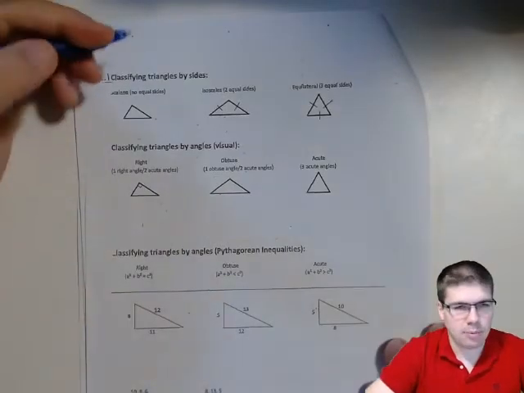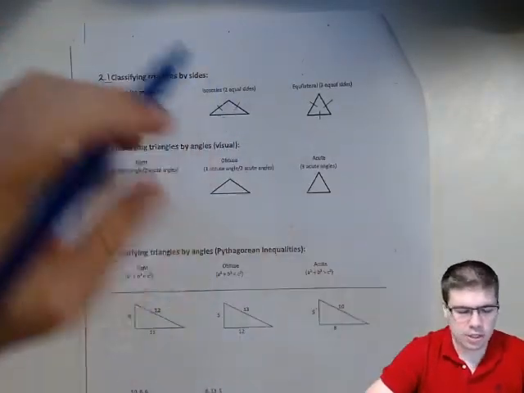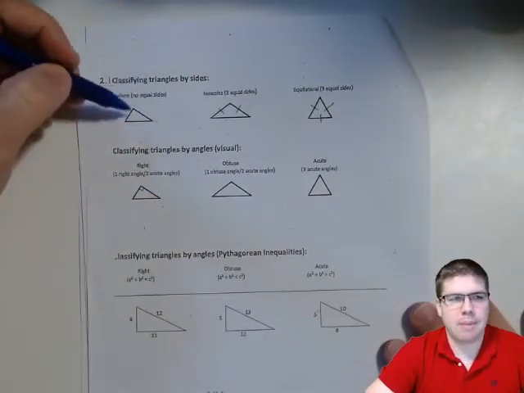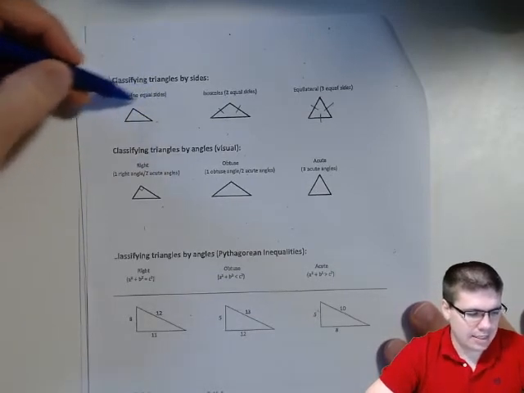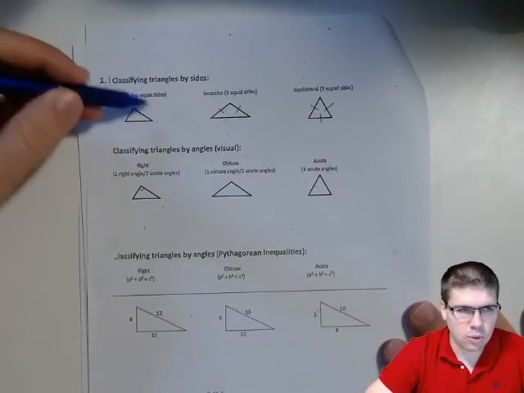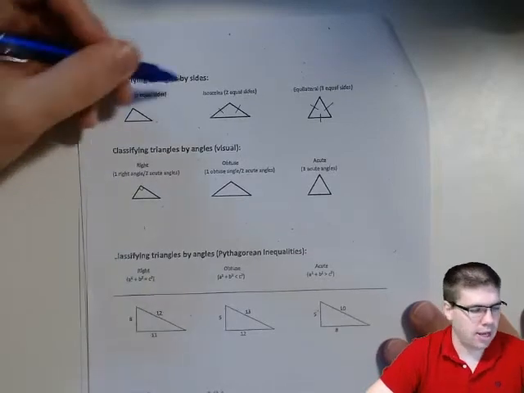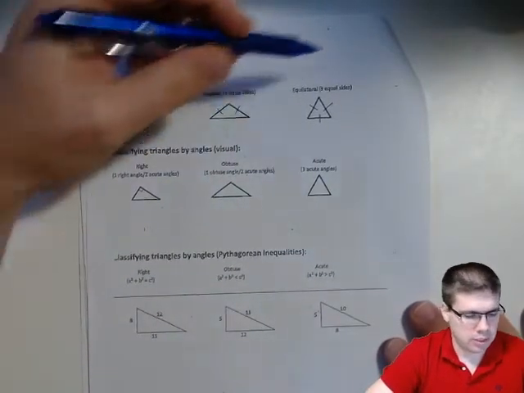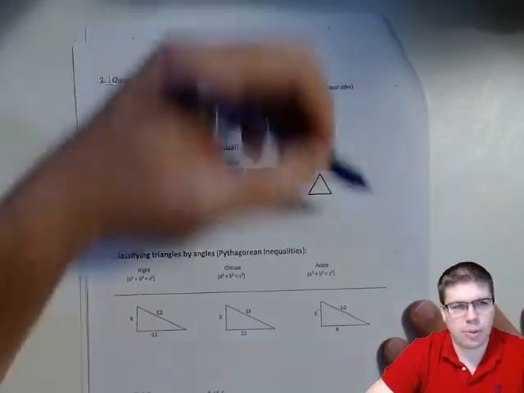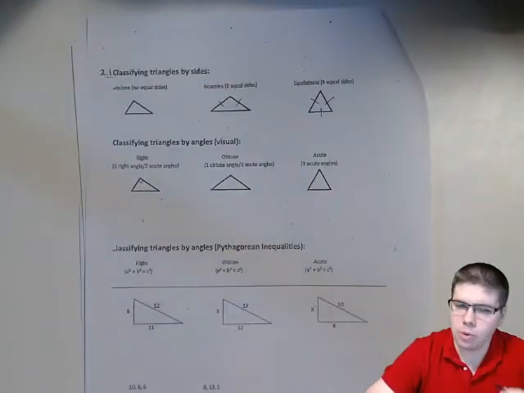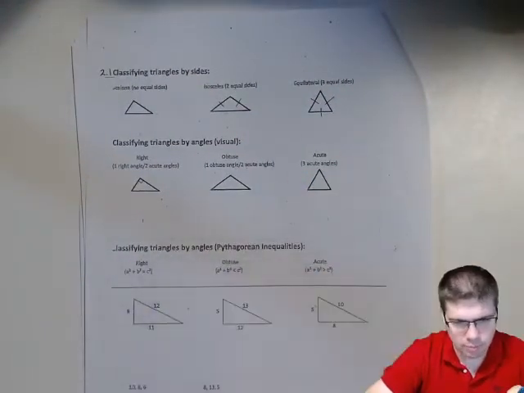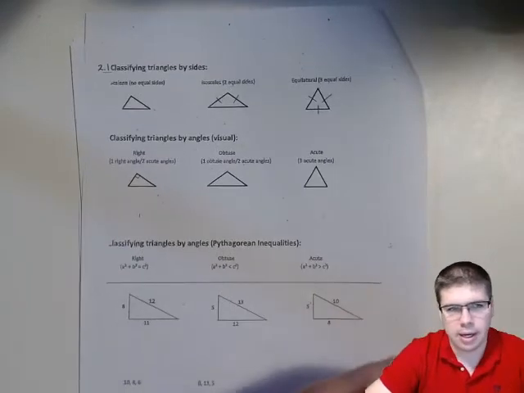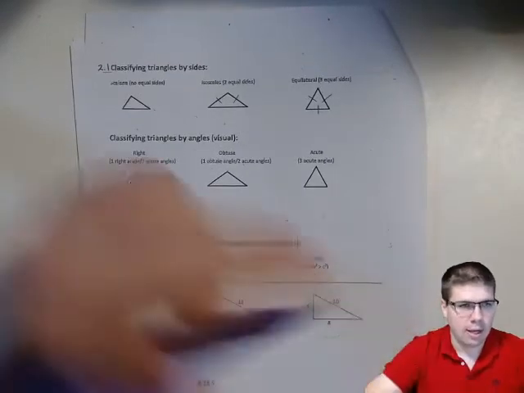This is just classification in general. There are a couple of different ways we can classify by sides. Scalene is if we have no equal sides, all three sides are different. Isosceles, if two sides are the same, and there are some properties we'll come back to with that. And equilateral, if all three sides are the same length. So we could have none the same, two the same, or all three the same, and those are our three different terms for that.